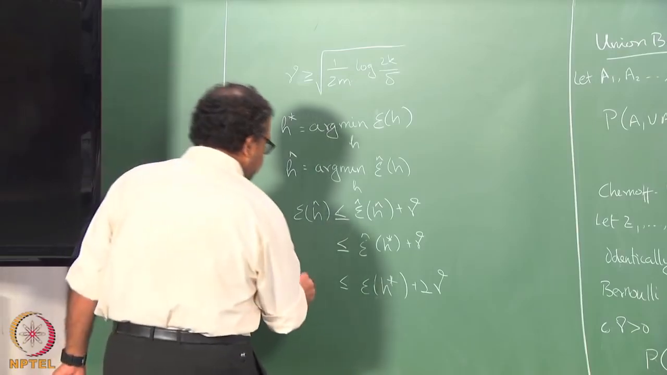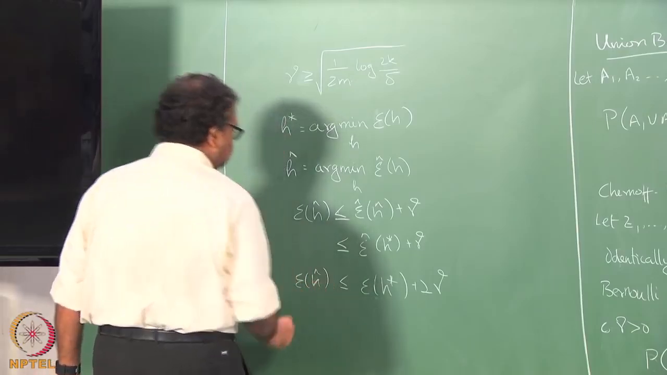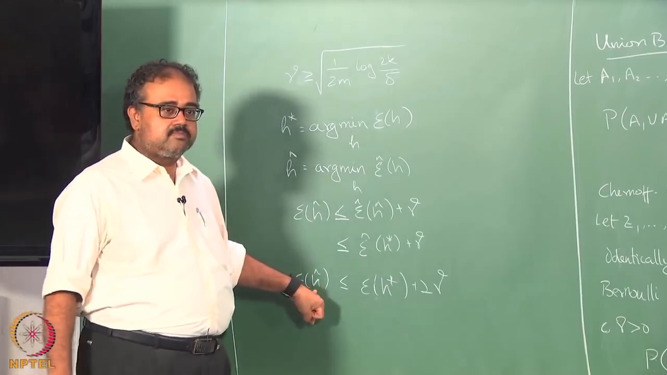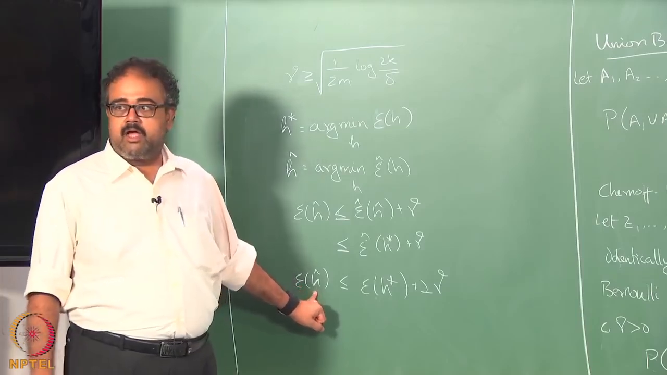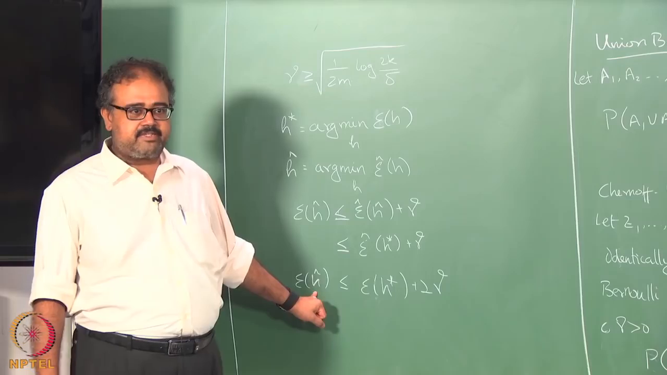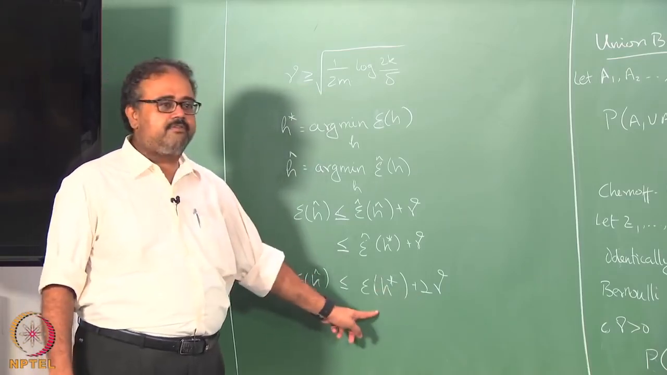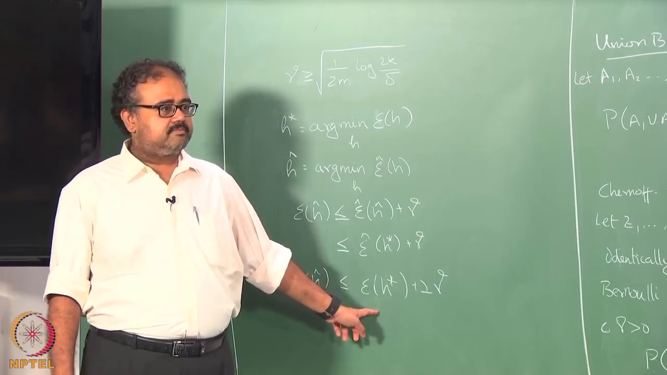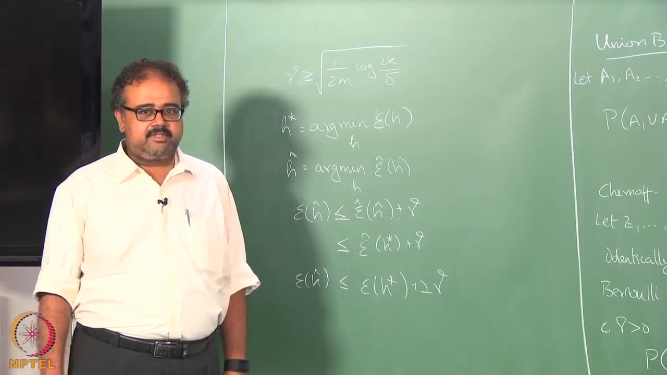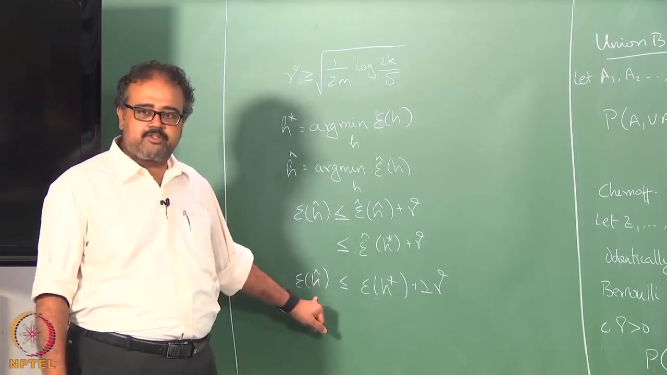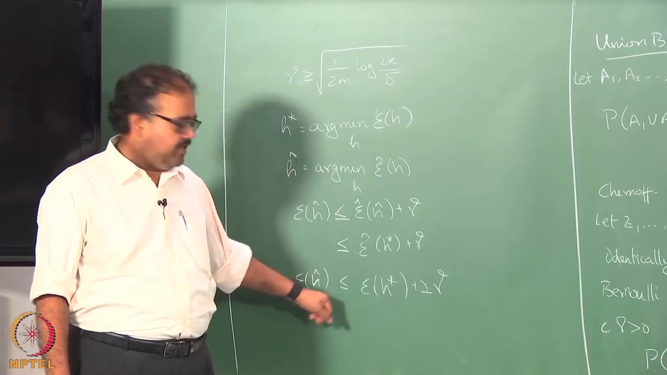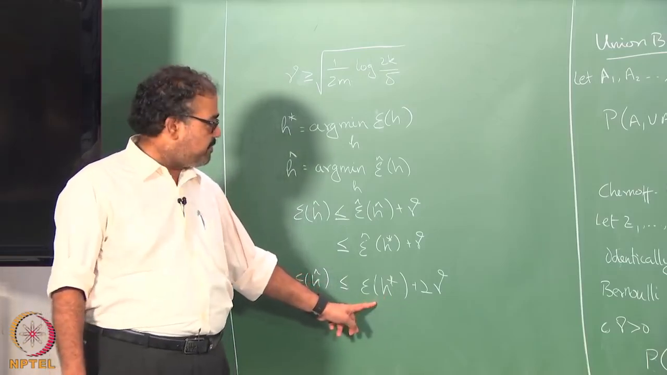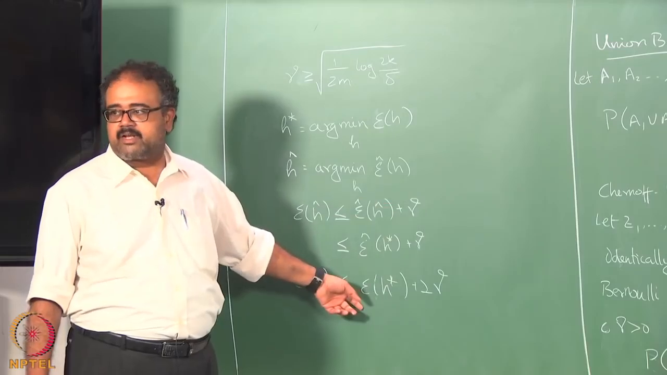So essentially what I have is that, what does this mean? The true error of the classifier I produced by doing empirical risk minimization is within 2 gamma of the true error of the optimal classifier. The true error of H hat, the classifier from empirical risk minimization, is within 2 gamma of the true error of the classifier produced by minimizing the true error. This is essentially the optimal classifier.